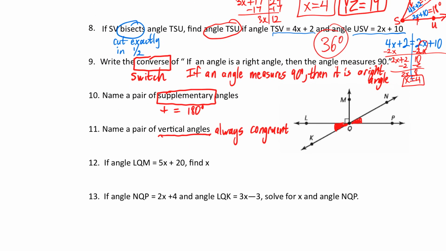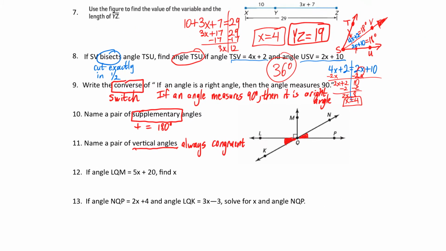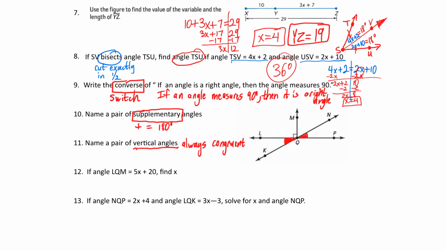Okay, next one. Name a pair of supplementary angles. So this is 2 angles that add up to 180. So you can name off several. I'm just going to give you this one. So NQP, all right, and angle KQP. That's this angle and this angle. Together, those make 180 degrees.